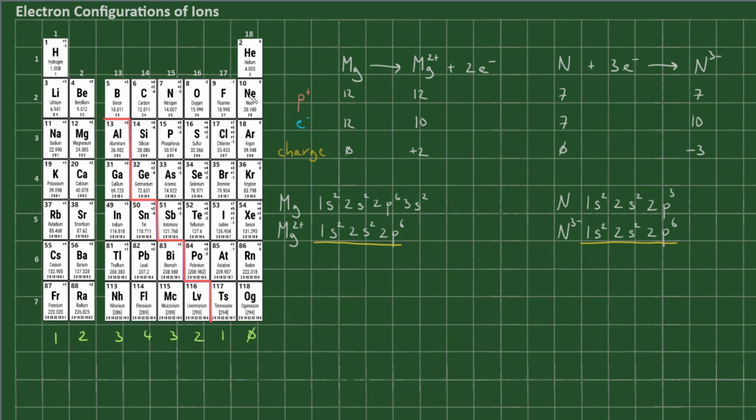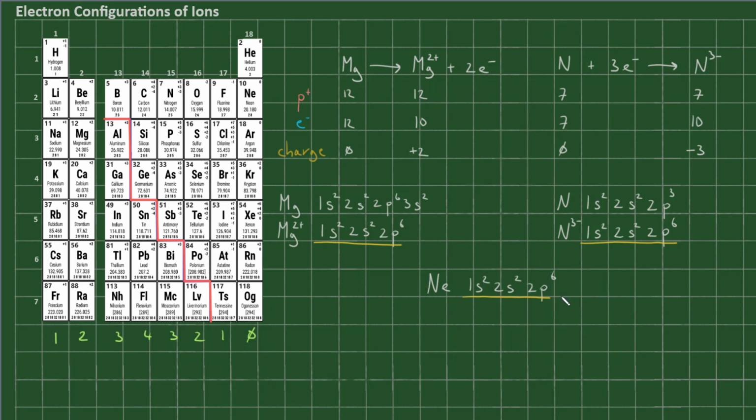So let me write out the electron configuration for neon. And I'm going to do that here in the middle. So here's my symbol for neon. Neon has 10 electrons. So I start with 1s2, 2s2, and 2p6. Lo and behold, we have ended up with the same electron configuration that is shared by the magnesium and nitrogen ions.